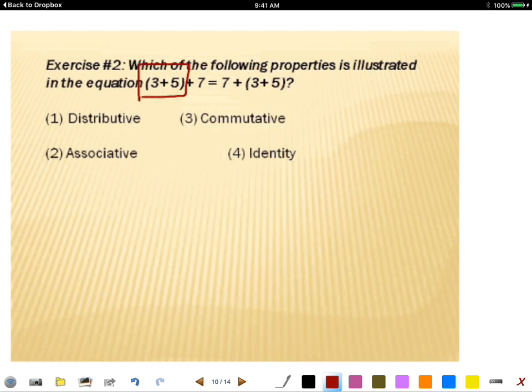If it helps, look at it like this. You've got the 3 plus 5 there, and then the 7, and then you have the 7, and then the 3 plus 5. So those switched places. So it's the commutative property.